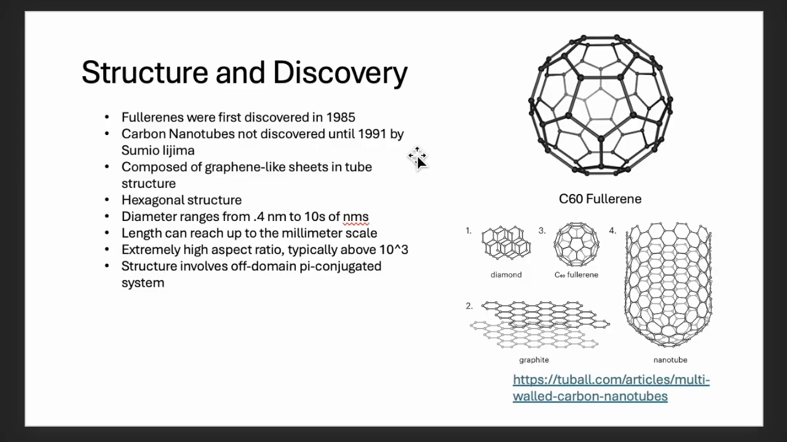Fullerenes, which is the class of chemicals that nanotubes belong to, were first discovered in 1985, but nanotubes weren't discovered until 1991. They were discovered using a technique called arc discharge. The diameter of them ranges from 0.4 nanometers to tens of nanometers, which could be up to 100. The length can be up to 1 millimeter, which gives an incredibly high aspect ratio, typically about 10 to the third. The structure involves an off-domain pi conjugated system of electrons, making it highly stable and highly conductive.